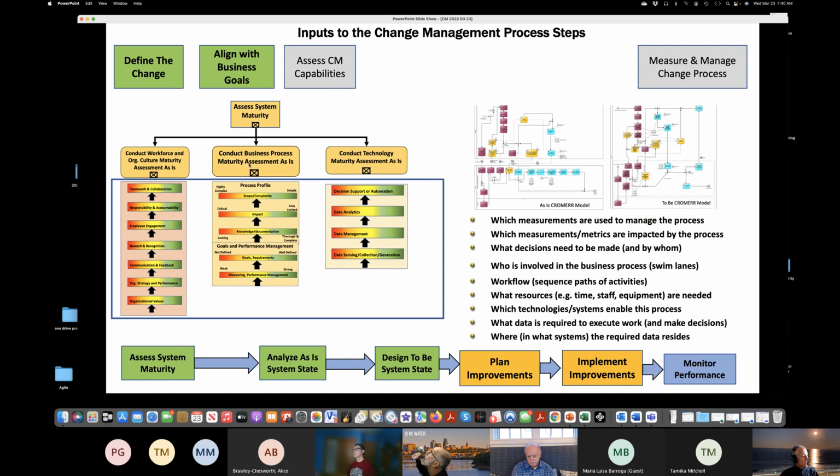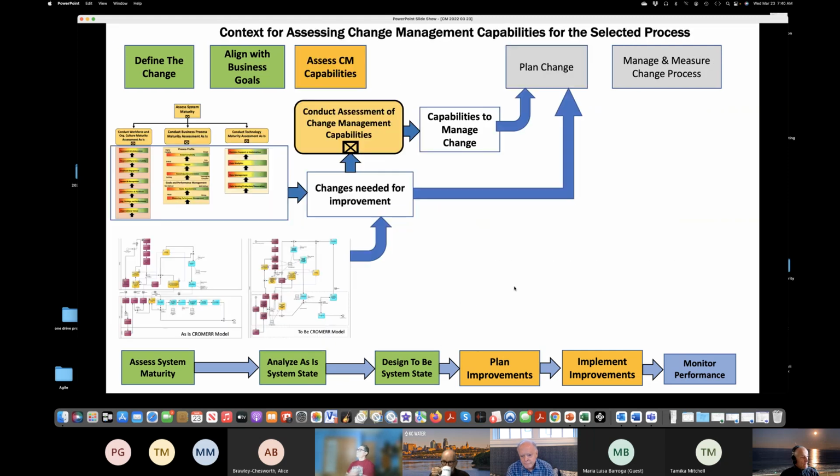So we have this set of maturity models and the analytical models that are actually used to define the change and to see that the change is aligned with business process goals. That's because we've done that in these previous cycles. So then these would be inputs to the next stage, which is to look at change management.